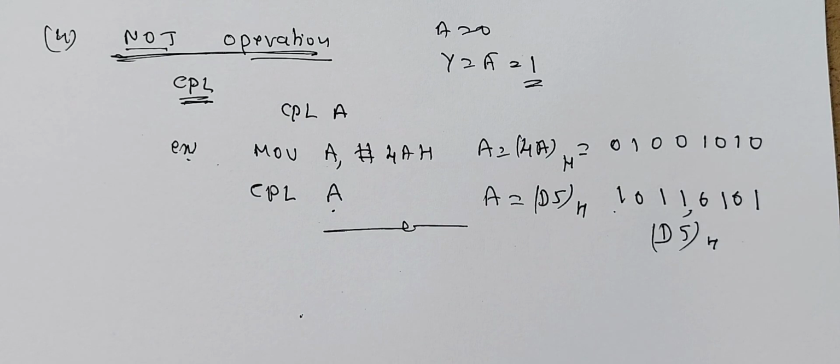So in order to perform the NOT operation, we use CPL as the opcode. And CPL should not have both destination and source. The instruction contains only the destination. That destination must be the register A only.